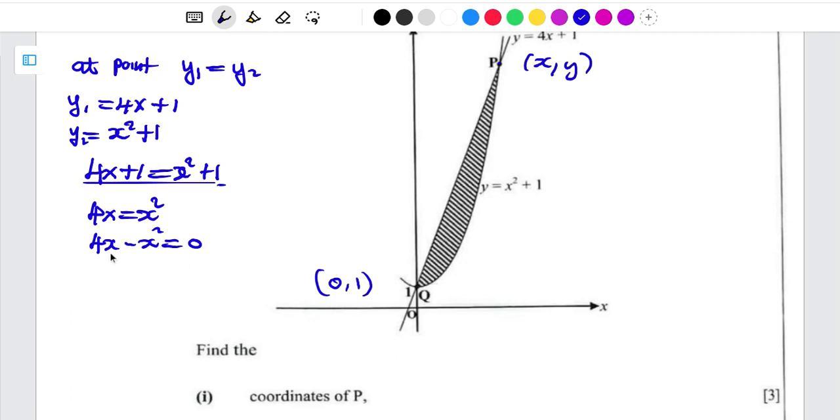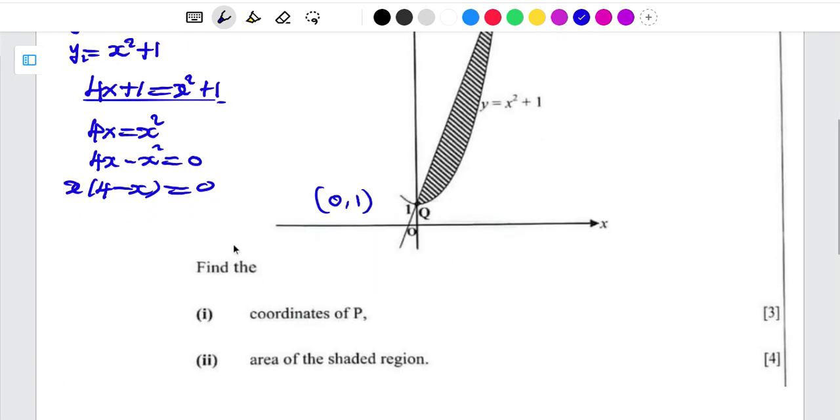Factoring out what is common here, we are going to have 0 equals x times (4 minus x). So in terms of the answers that I'm going to get here, number 1, x is going to be equal to 0. And then another one, we're going to have 4 minus x, which is going to be equal to 0. When I do the computation, x is going to be equal to positive 4. So these are the values which I have.